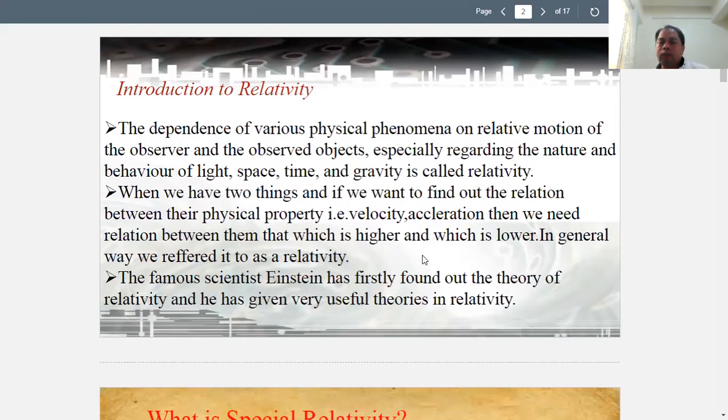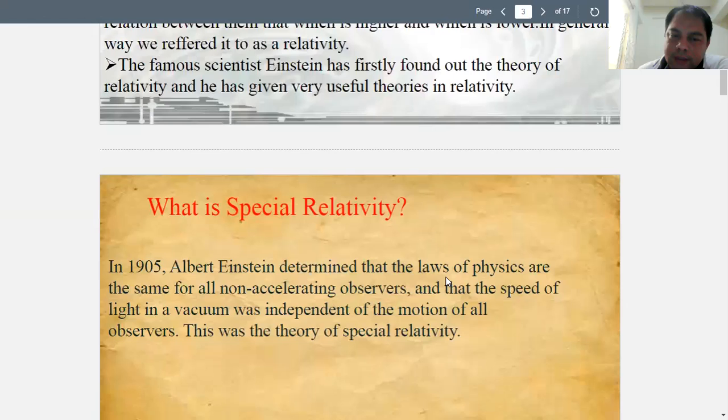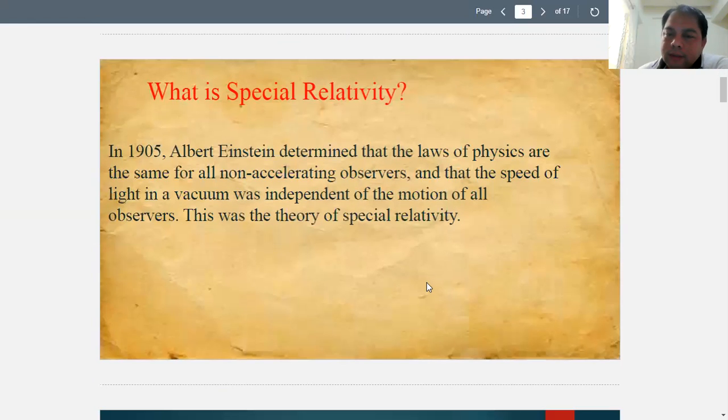The famous scientist Albert Einstein was the one who found the theory of relativity. So what is this theory of relativity? Einstein determined that the laws of physics are the same for all non-accelerating observers, and that the speed of light in a vacuum was independent of the motion of all observers. So whether observers are running towards the sun or running away from the sun, or whether they are steady, the light reaches them at the same speed.